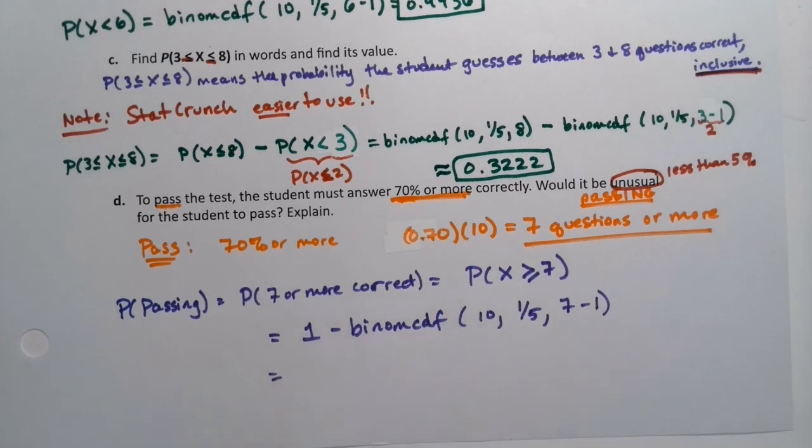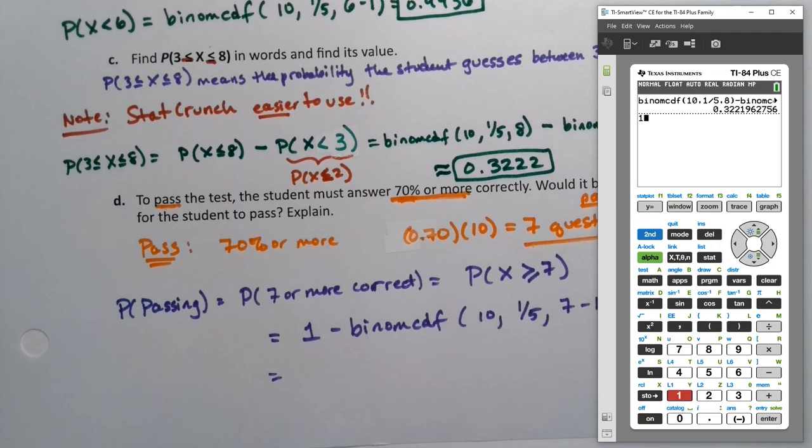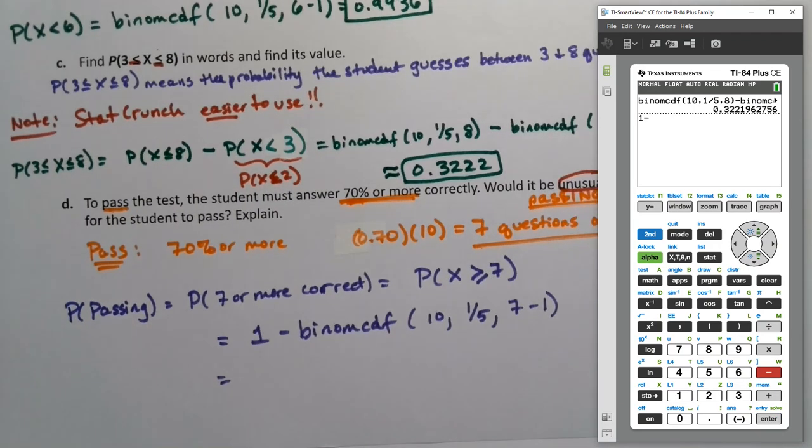Okay, so let's type that right into the calculator. 1 minus binomcdf. So second distribution, get to binomcdf, there it is. So 10, 1/5, 7 take away 1, which is 6. You could write 6 if you wanted. And this is why it uses a paste feature. It's so that you can enter it into an equation like this. So if I press enter, it actually has figured everything out for me.